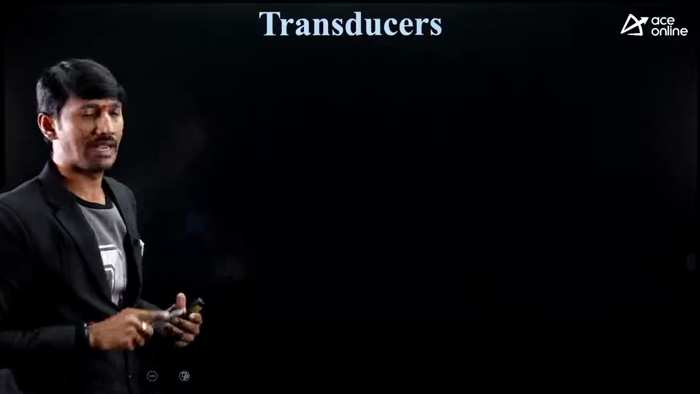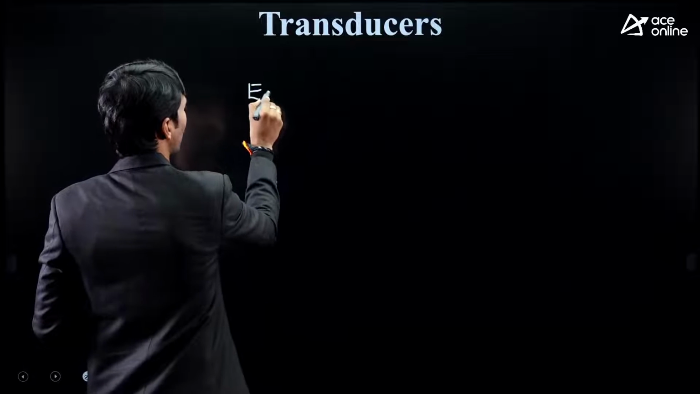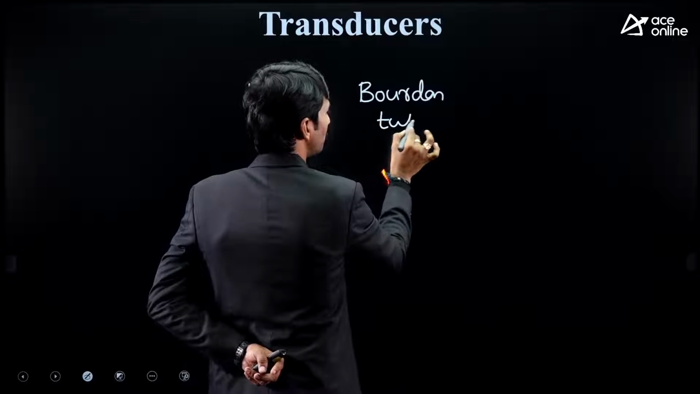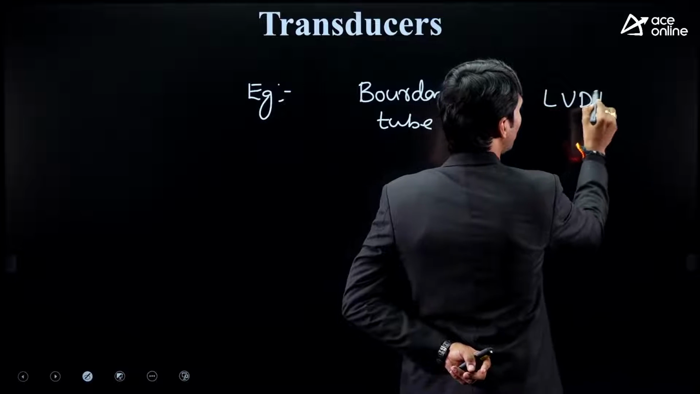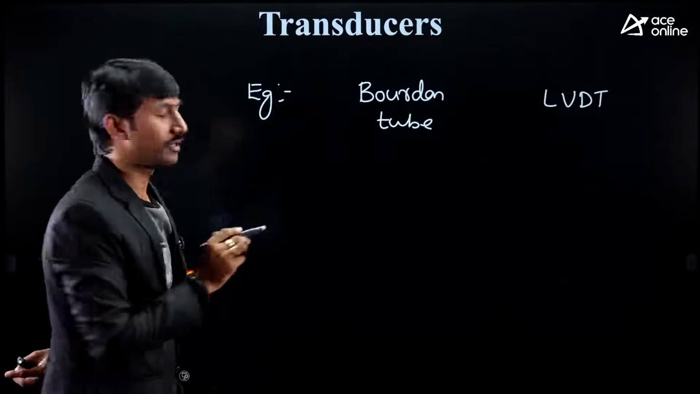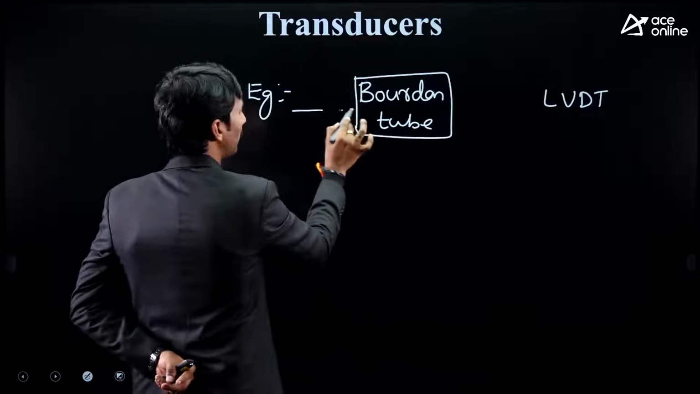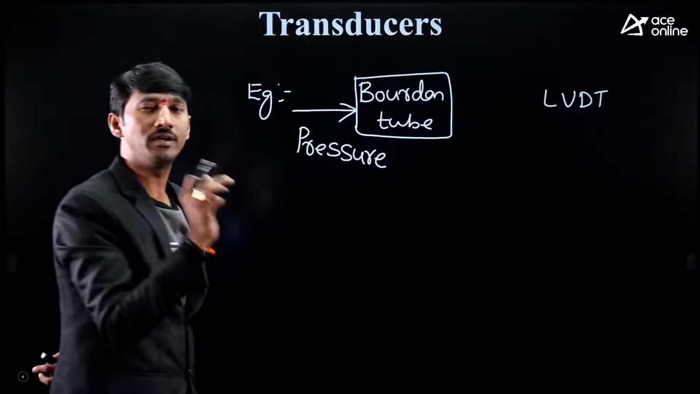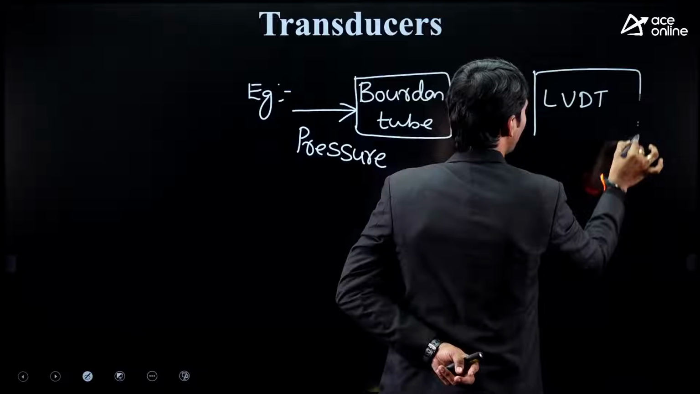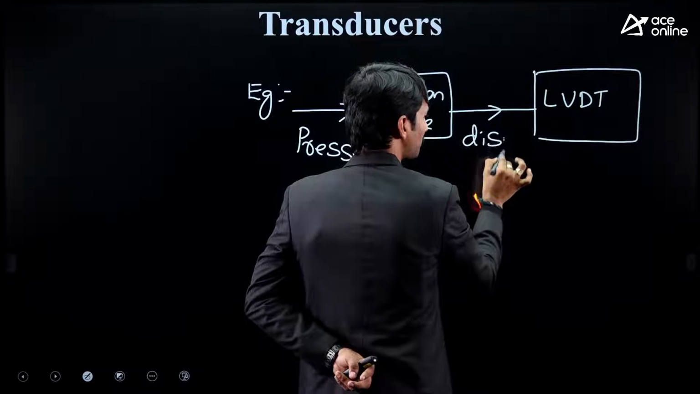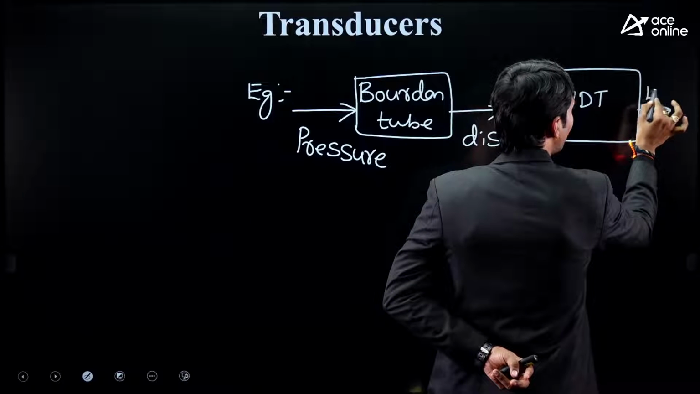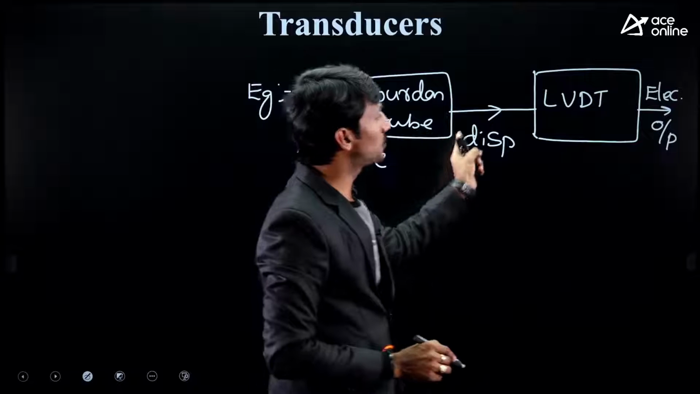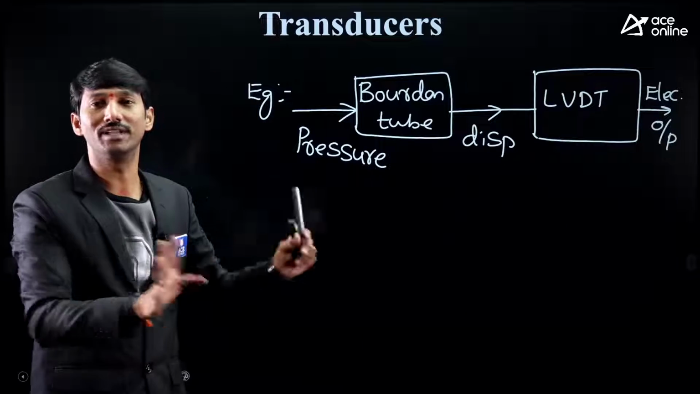Now here I am giving one small example. Example for this one is Bourdon tube and LVDT. Just one simple example I am giving. Sir, Bourdon tube converts pressure. So what is our physical phenomenon? Pressure. If you apply the pressure, this Bourdon tube is a device which gives displacement. And this displacement is converted into electrical output. What is it? Pressure into displacement, displacement into corresponding electrical output. Very, very simple. Clear?